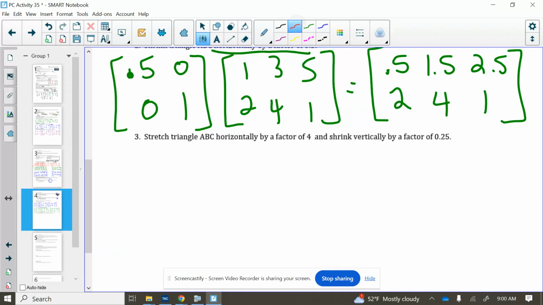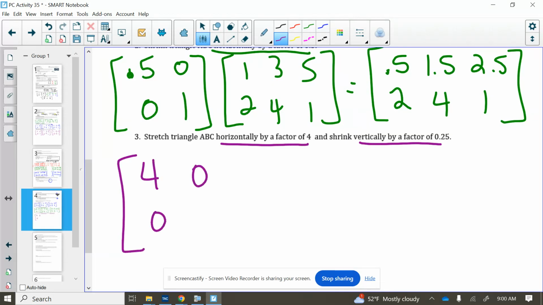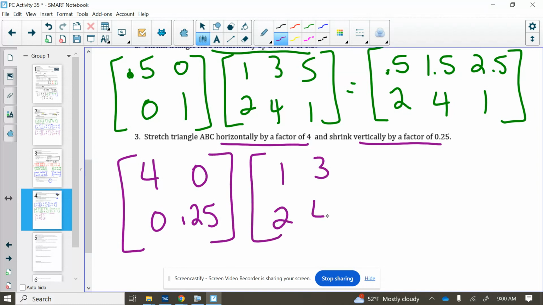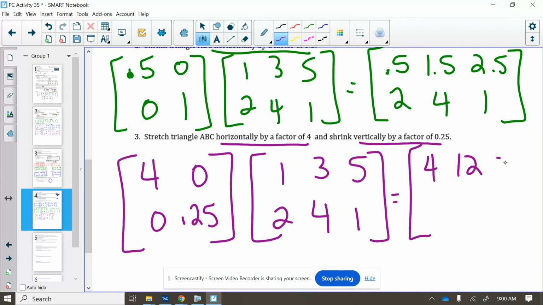Last but not least, if we are stretching horizontally by a factor of 4 and shrinking vertically, what happens is we will have 4 for the first entry. The second part here, we are shrinking, so that'll be a vertical component. Again, we have our triangle, and as we multiply through the first row, everything is going to get multiplied by 4, but then we are shrinking by a quarter, multiplying through that quarter to get the y values.